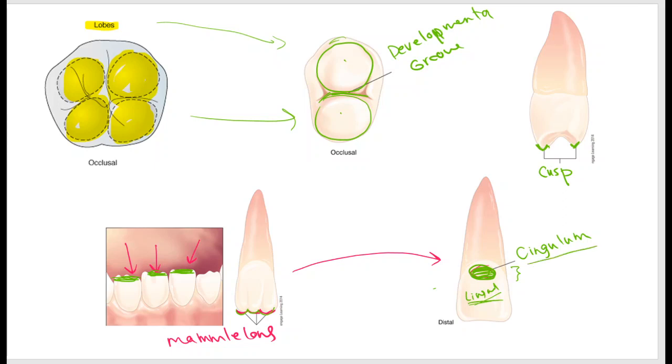Other than that, we have pits and fissures. The fissures are the lines, and even these developmental grooves would have fissures also. These are fissures, small lines and small grooves that run on the lowest parts of the teeth. Where these fissures meet, we call it pits. These are the deepest part of the fissures, and that's usually where food gets stuck and where the cavities start, because we cannot brush it well.